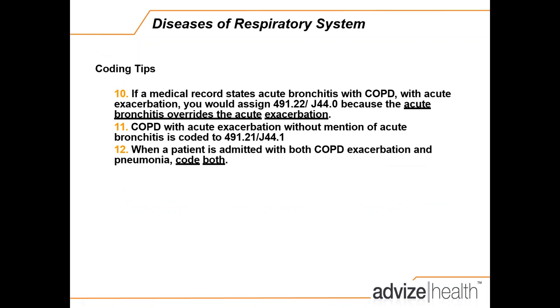If a medical record states acute bronchitis with COPD, you want to make sure that you assign J44.0, because of what is specifically mentioned, acute bronchitis overrides. So again, just keep that in mind. COPD with acute exacerbation, without mention of acute bronchitis, is coded as J44.1. When a patient is admitted with both COPD and pneumonia, we code both.